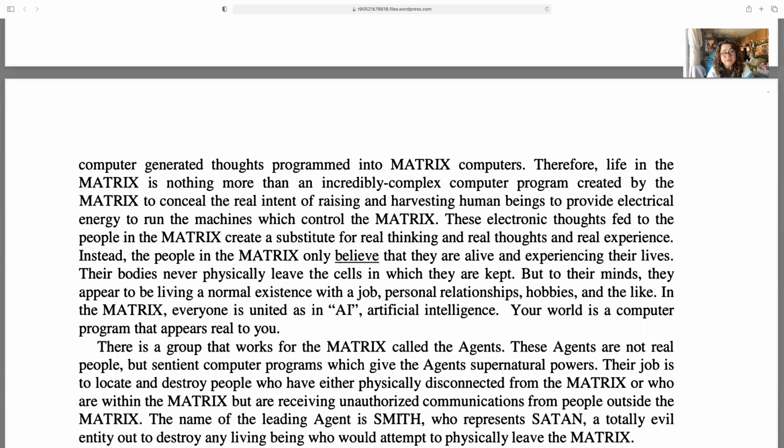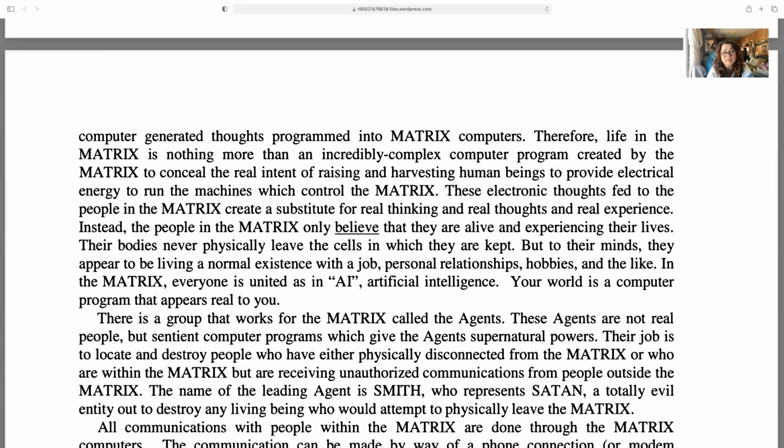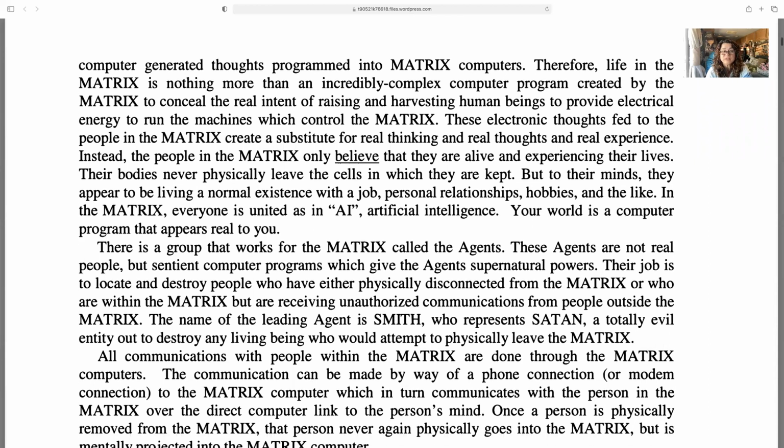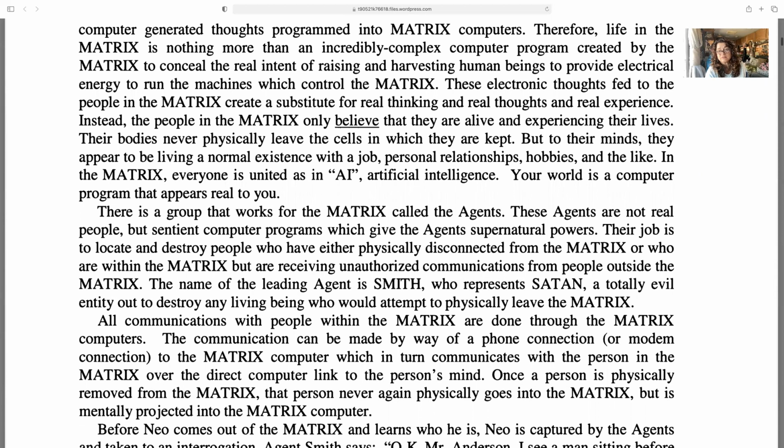Therefore, life in the matrix is nothing more than an incredibly complex computer program created by the matrix to conceal the real intent of raising and harvesting human beings to provide electrical energy to run the machines which control the matrix. These electronic thoughts fed to the people in the matrix create a substitute for real thinking and real thoughts and real experience. Instead, the people in the matrix only believe that they are alive and experiencing their lives. Their bodies never physically leave the cells in which they are kept. But to their minds, they appear to be living a normal existence with a job, personal relationships, hobbies, and the like. In the matrix, everyone is united as an AI, artificial intelligence. Your world is a computer program that appears real to you.